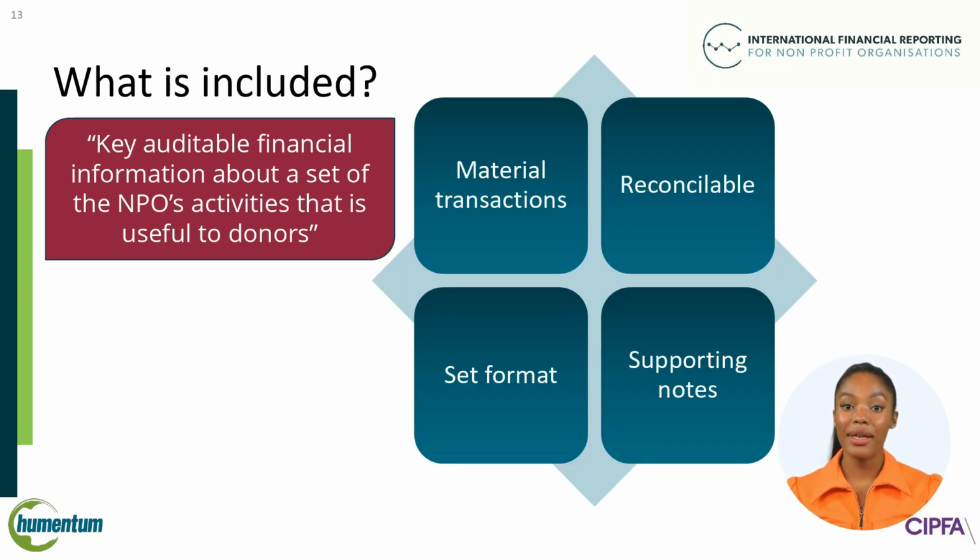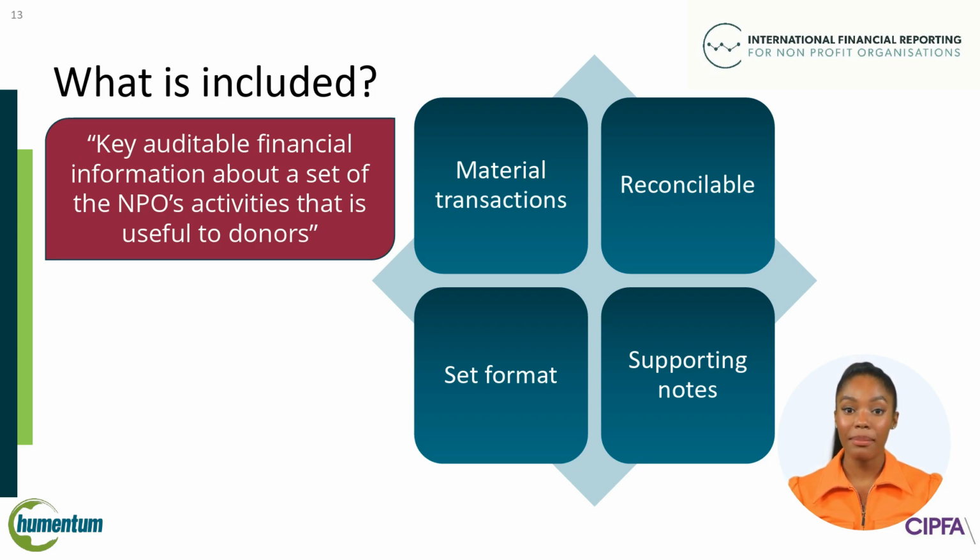Each supplementary statement includes the transactions that relate to the activities specified in the statement title. All material transactions for the financial reporting period relating to those activities need to be included. The information must be reconcilable to an NPO's main accounts and underlying accounting records. There is a prescribed set format for categories of income and expenses, but flexibility about which information, if any, to show in other columns for comparison purposes. Feedback on the format of the supplementary statements is requested in the invitation to comment.